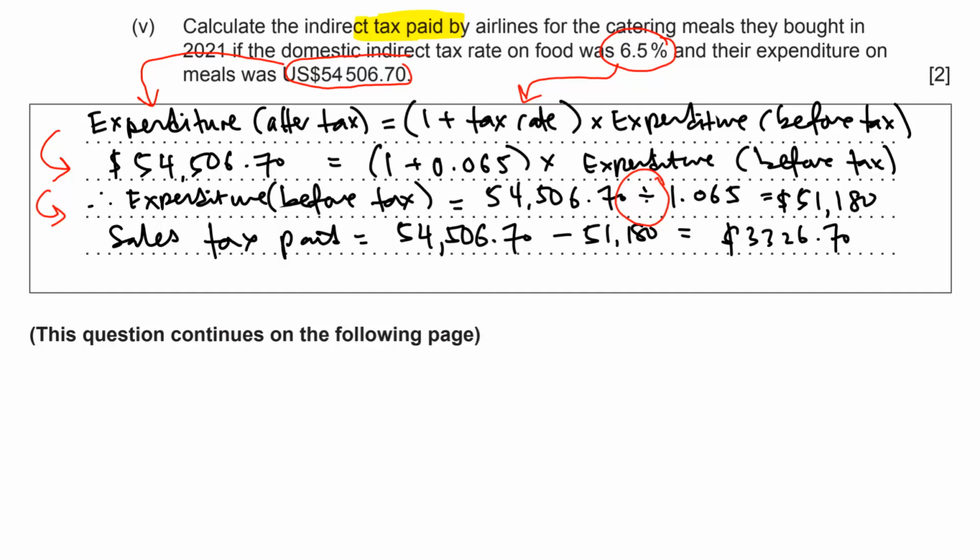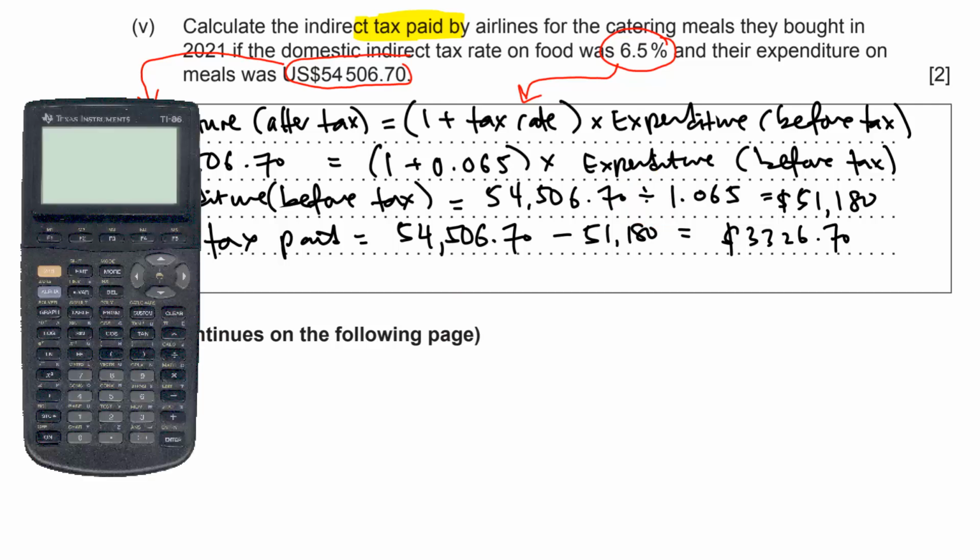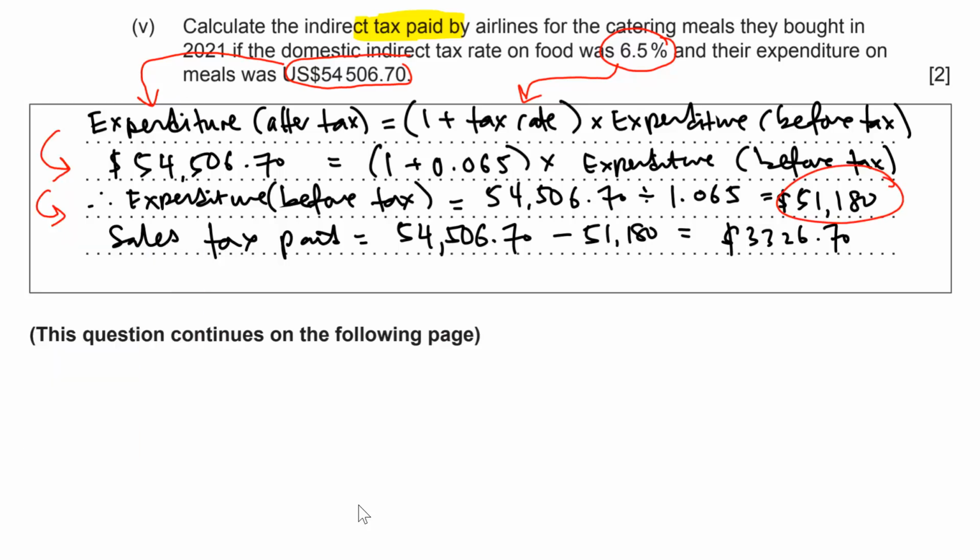So divide by 1.065. If I get my calculator out, 54,506.7 divided by 1.065 is going to give us 51,180, which is this number over here. And that's going to give us the expenditure before tax. Now, we're not out of the woods yet, right? Because we still haven't answered the question.